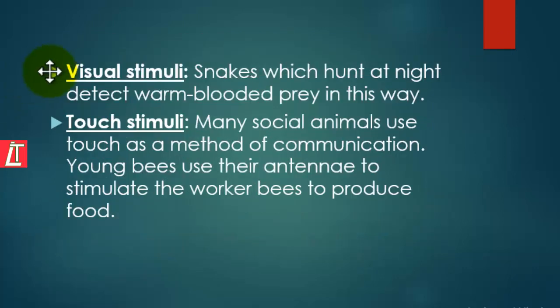Visual stimuli. Snakes, which hunt at night, detect warm-blooded prey in this way. Touch stimuli. Many social animals use touch as a method of communication. Young bees use their antennae to stimulate the worker bees to produce food.